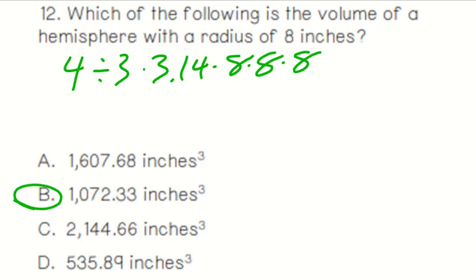Most of the problems you'll see are using 3.14, okay? Using 3.14 will get you close to almost every answer. Using 3.14 is going to be just fine, and it's going to go quicker for you than using that pi symbol. I would use 3.14 each time, okay? Any questions on that?